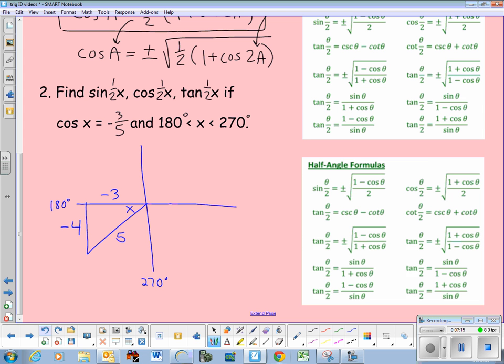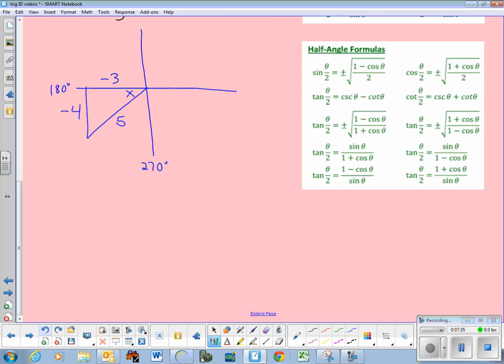I know all the information I need to know about x, but I still don't know how many degrees or radians x is. I just know what quadrant it's in.